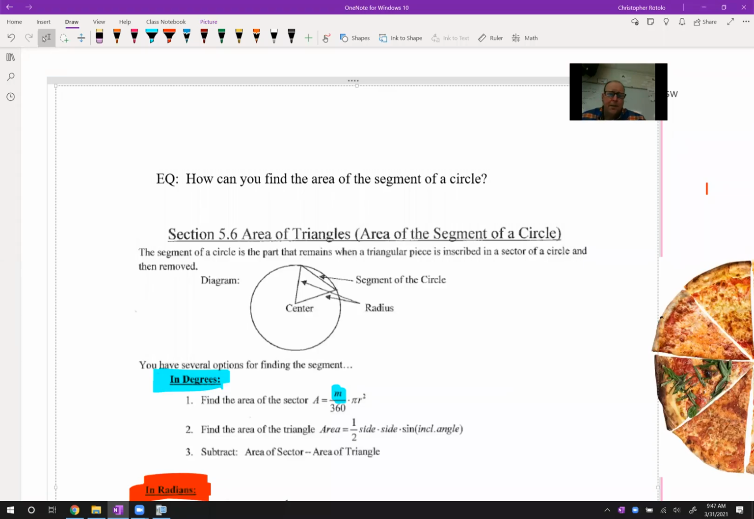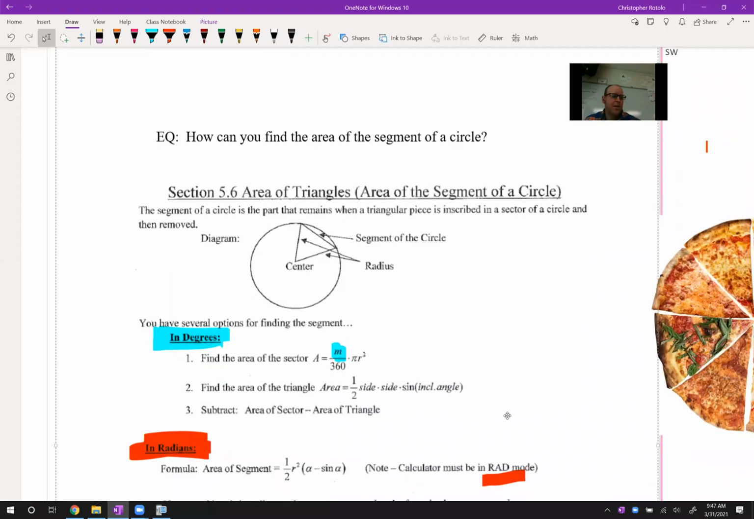What's up, pre-calc? We are going on and on with these triangles here. So we got a last couple things here. This is the last part, I promise. We're going to deal with the area of triangles, but we're actually looking for the area of a segment.